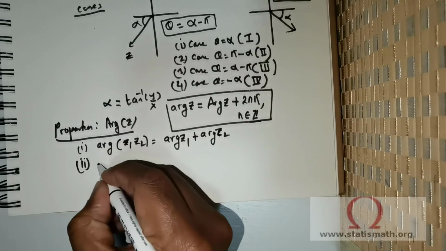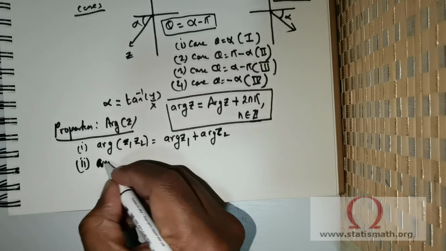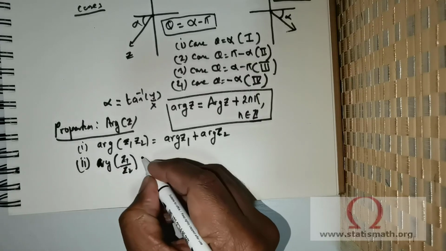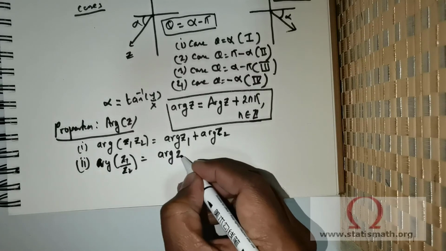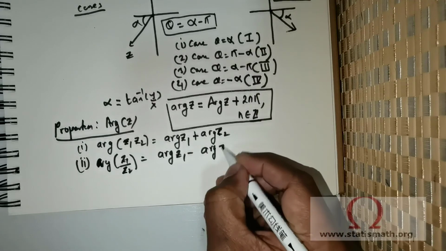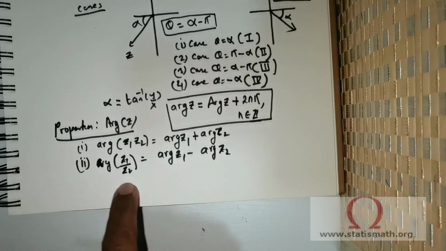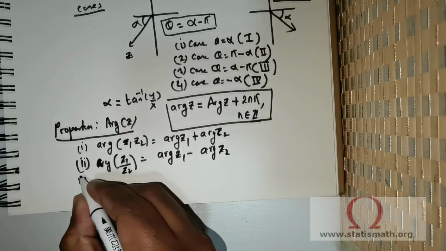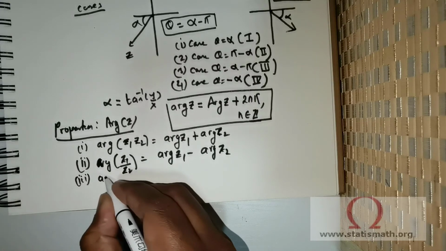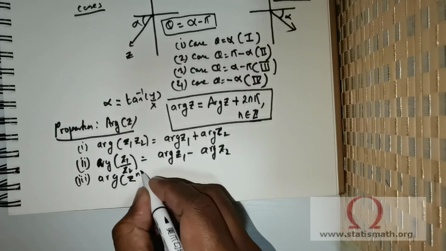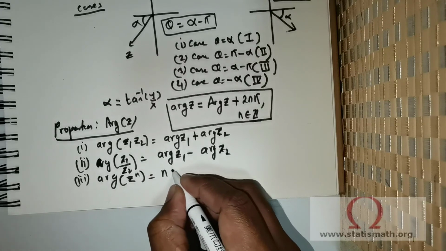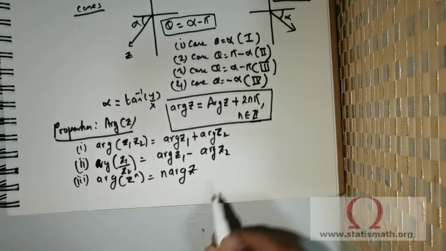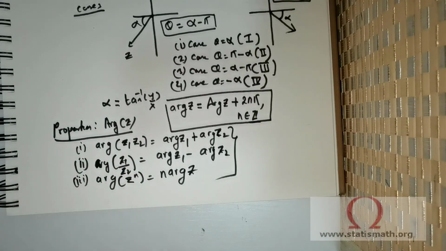Now property number 2: the argument of z1 divided by z2, the argument of the quotient, is equal to the argument of the first complex number minus the argument of the second complex number. The argument of the quotient is equal to the difference in the arguments of the complex numbers. Property number 3 is also very vital and useful: the argument of z raised to the power n can be rewritten as n times the argument of z. So these are 3 vital properties involving arguments and complex numbers.